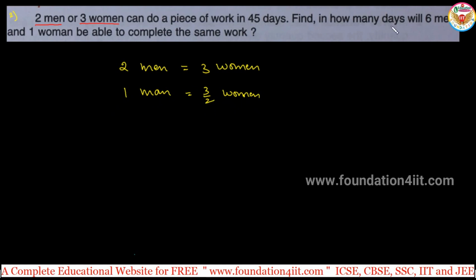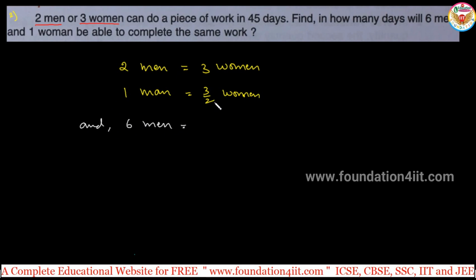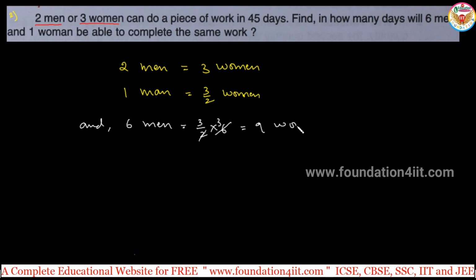And we have to calculate for 6 men. For 6 men, 1 man equals 3/2 of a woman. So 6 men means 3/2 into 6 women, and that equals 9. 3 2s are 6, so 9 women. That means 6 men's capability is exactly equal to 9 women, right?